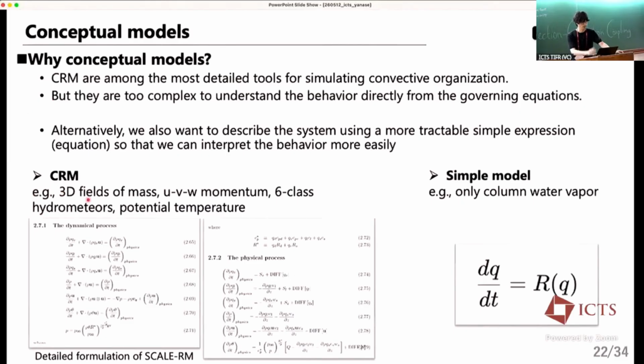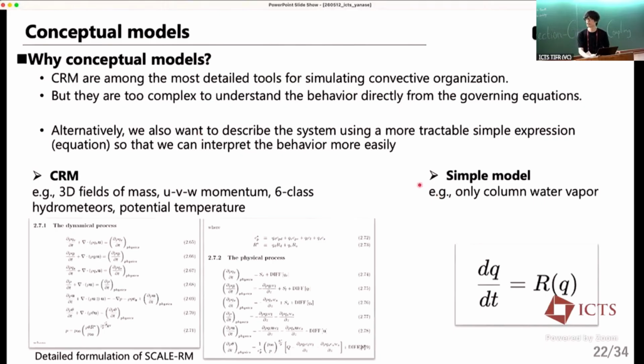This is one example of a cloud resolving model. It consists of three-dimensional fields of mass, the u, v, w momentum, three categories of hydrometeors, and potential temperature. A very large number of prognostic variables exist, so it is almost impossible to analyze directly. So we use numerical simulation. It is useful, but alternatively, we also want to describe the system using more tractable, simple equations, so that we can interpret the behavior more easily.